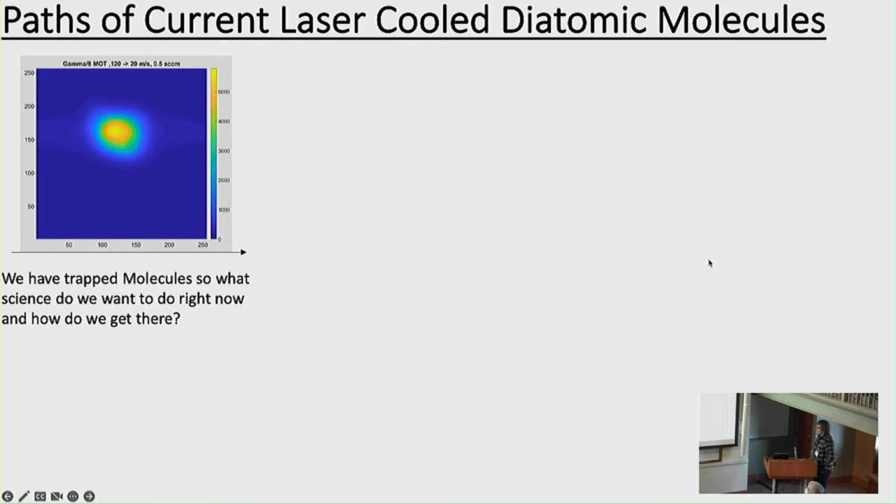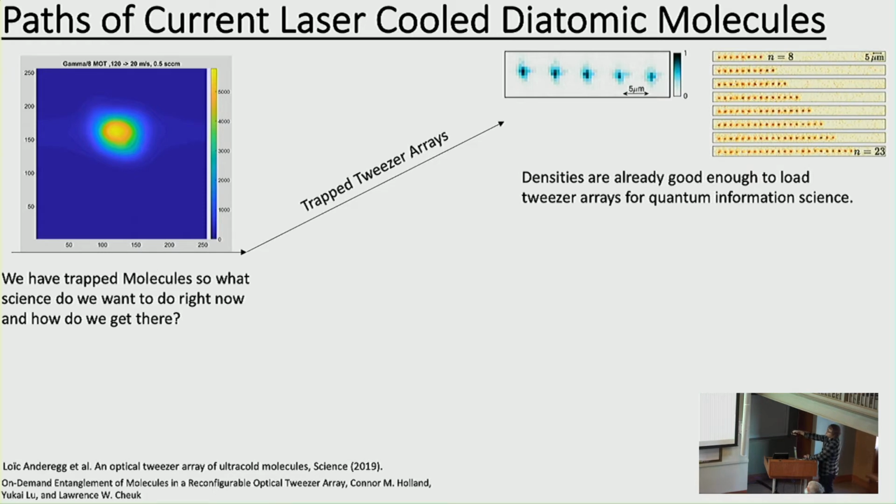Okay, so what's the status of currently laser-cooled molecules? We have molecules in magneto-optical traps. We can laser cool them and put them into conservative traps. So what do we want to do right now? Number one is tweezer arrays. The density is already good enough for this. I hope to hear exciting talks. I'm not going to steal people's thunder on this, so I'm going to move on.